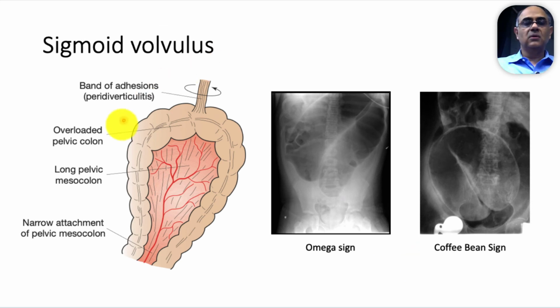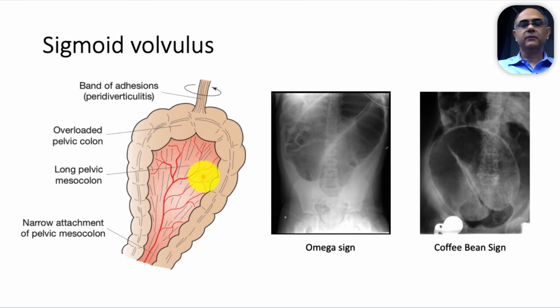Volvulus. When part of the intestine twists on its own axis, that is volvulus. It can happen in any part of the intestine, but the most common is the sigmoid colon, because it is very long, S shaped. So when it twists around its own axis, that is called organoaxial rotation, and it always rotates in an anti-clockwise fashion.